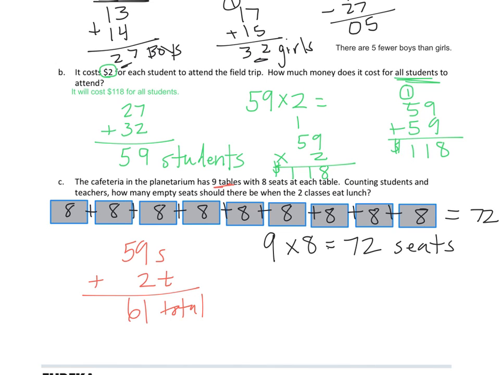So now we can answer our question. How many empty seats should there be with 2 classes when they're eating lunch? I have 72 seats and 61 people. And once those seats are filled, there should be 11 seats left.